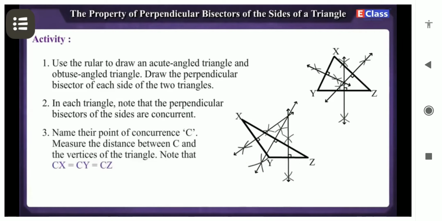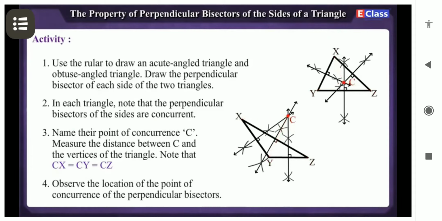3. Name their point of concurrence C. Measure the distance between C and the vertices of the triangle. Note that CX is equal to CY, which is equal to CZ. 4. Observe the location of the point of concurrence of the perpendicular bisectors.